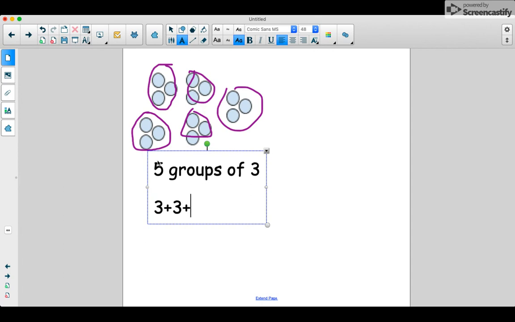So 3 plus 3 plus 3 plus 3 plus 3, and that's it. So 5 threes. 1, 2, 3, 4, 5. So 5 groups of 3 is the same thing as adding 3 5 times. But because it's repeated addition, it's multiplication, so it's 5 times 3. So if I were to add up all those visuals, I would know that my answer would be 15.